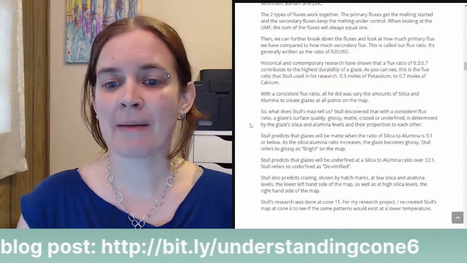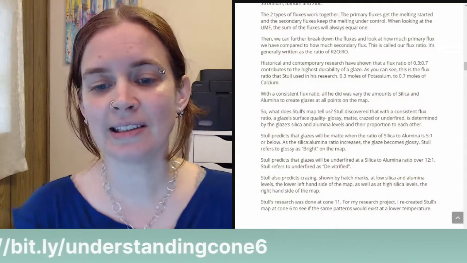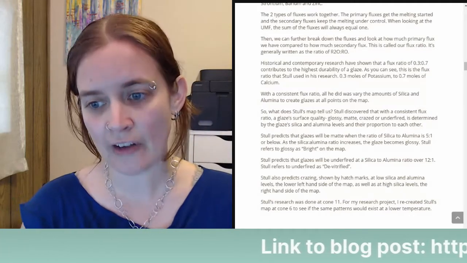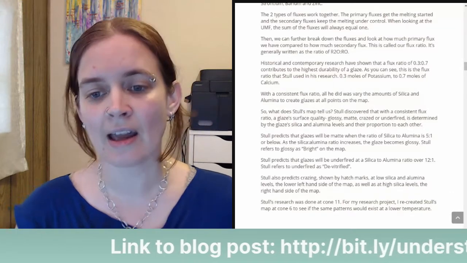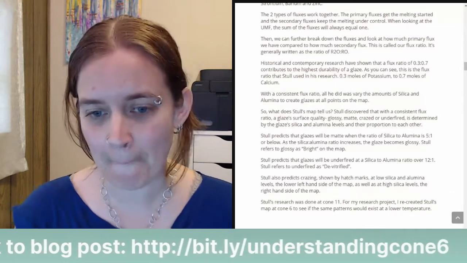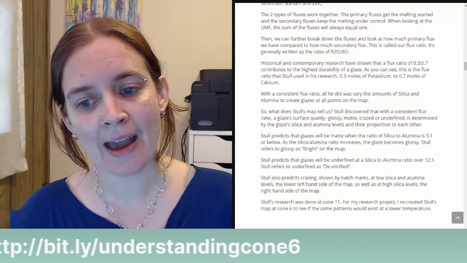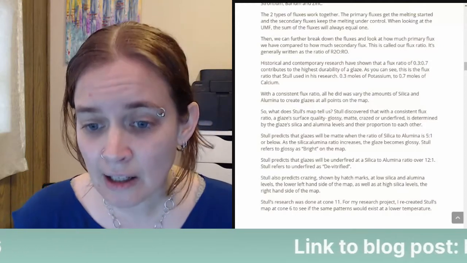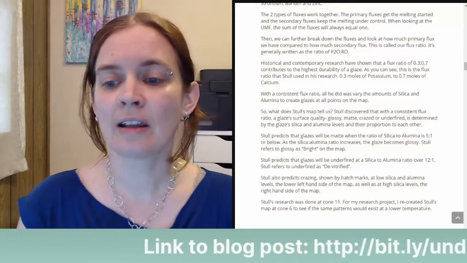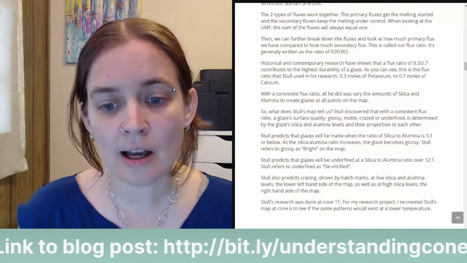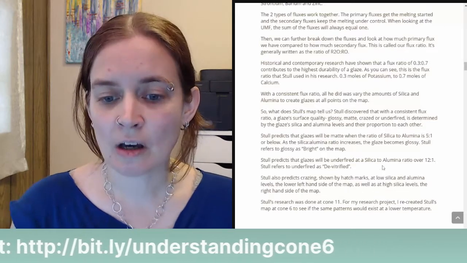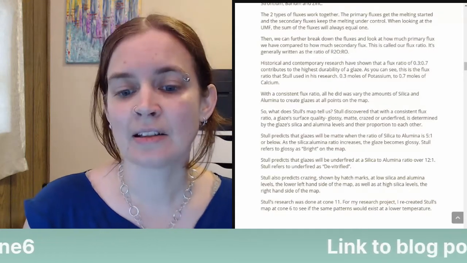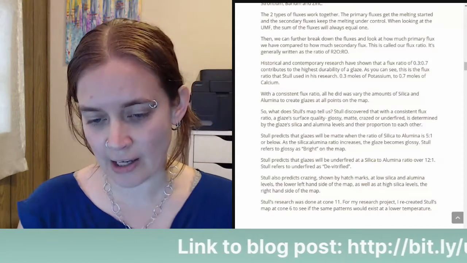So what does Stull's map tell us? Stull discovered that with a consistent flux ratio, a glaze's surface quality, glossy, matte, crazed, or underfired, is determined by the glaze's silica and alumina levels and their proportion to each other. Stull predicts that glazes will be matte when the ratio of silica to alumina is 5 to 1 or below. As the silica to alumina ratio increases, the glaze becomes glossy. Stull refers to glossy as bright on the map. And Stull predicts that glazes will be underfired at a silica to alumina ratio over 12 to 1. Stull refers to underfired as devitrified.